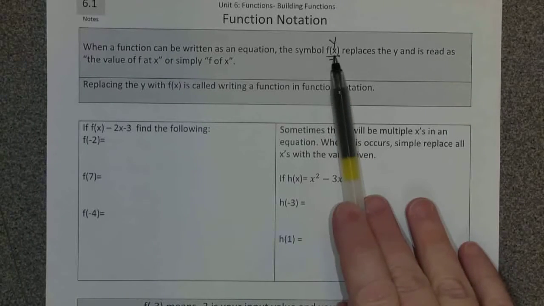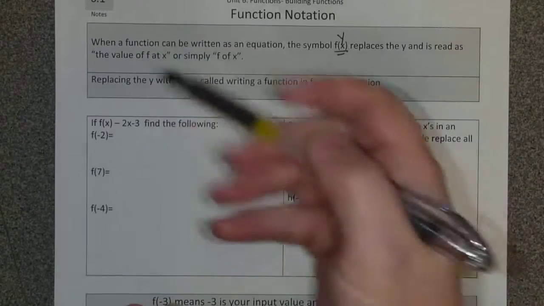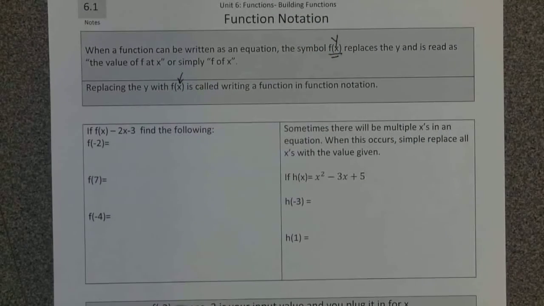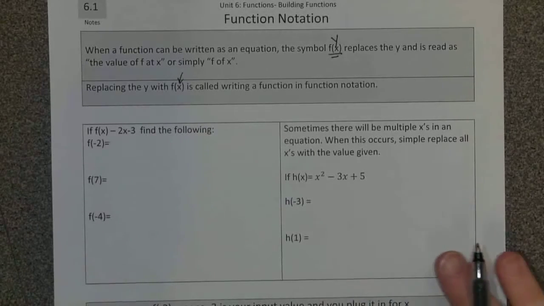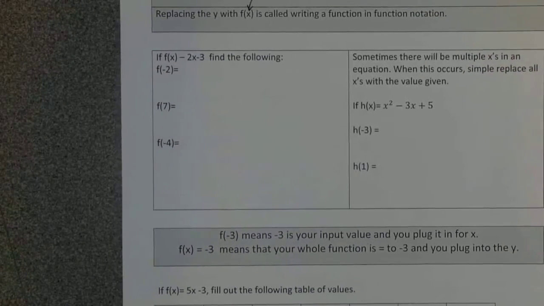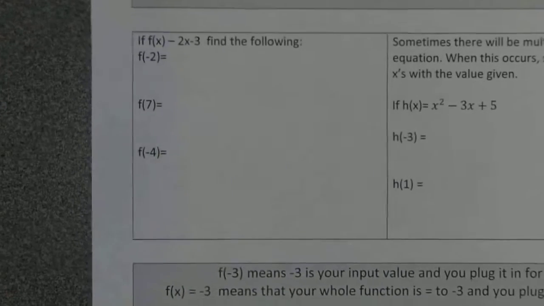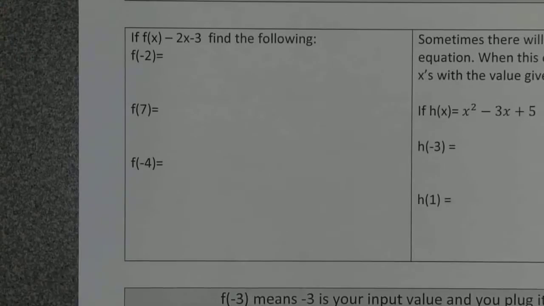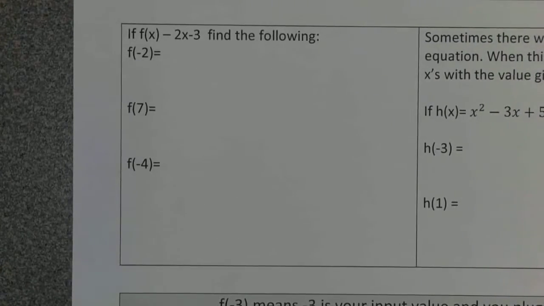So f of x would stand for the y value, and the number inside the f of x would be the number substituted in place of the x in an equation. Just like the bell work today, where we had an equation like this and substituted our values in for x, we're going to do the same thing here.